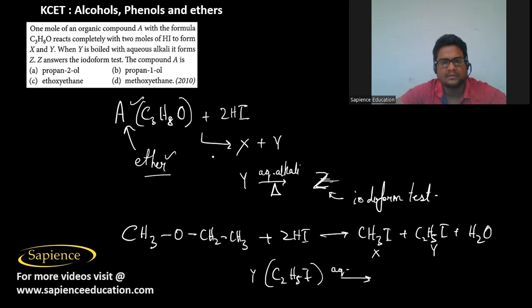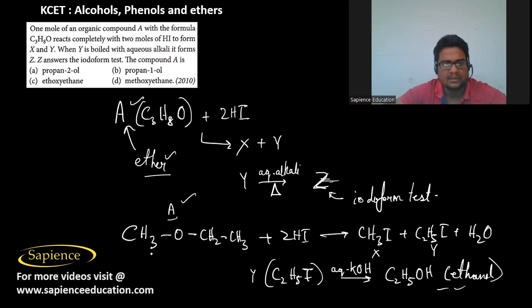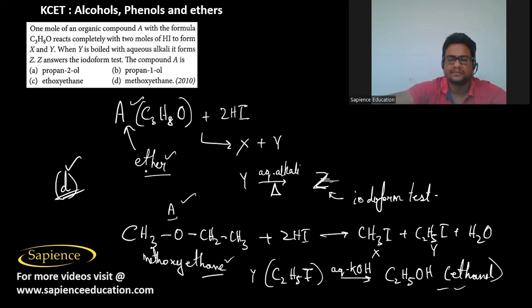When it is boiled with aqueous alkali, means aqueous KOH, potassium hydroxide, then it will form ethyl alcohol or ethanol. Now ethanol will give iodoform test. So hence the compound A is methoxyethane. So option D is the correct answer.